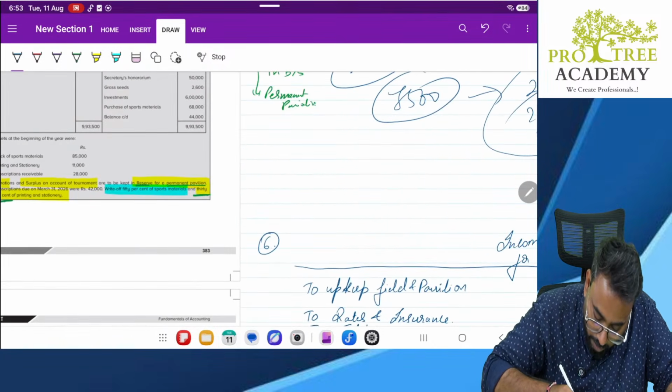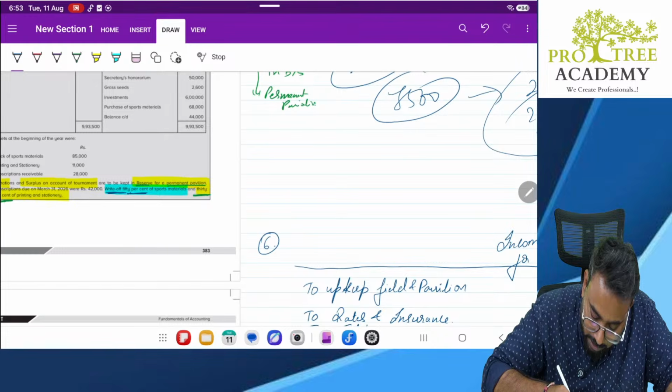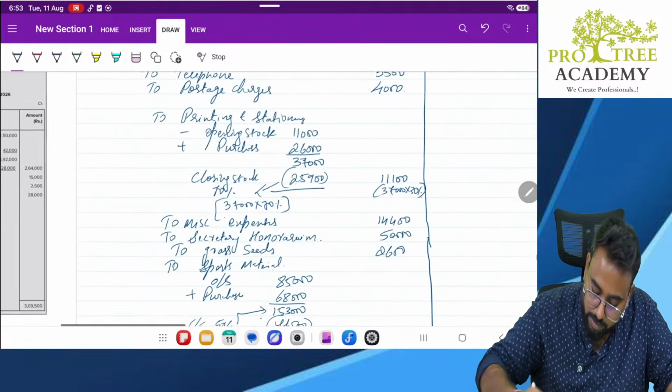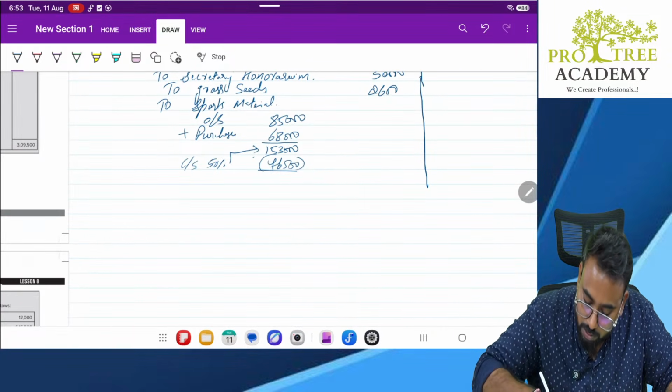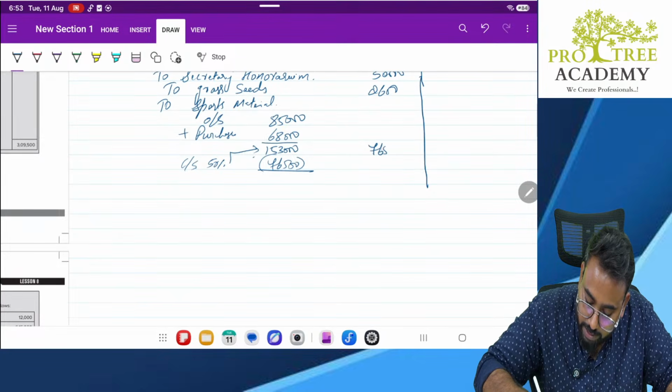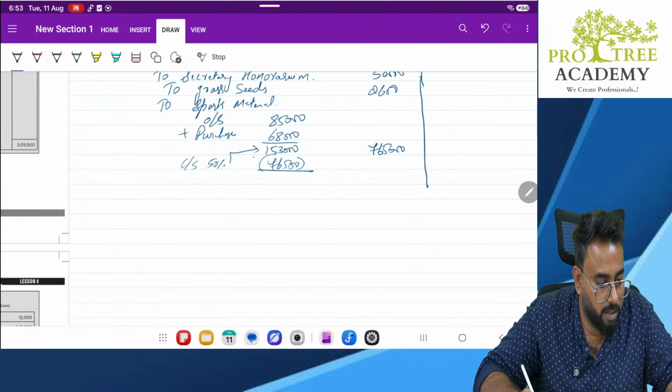Here. Write off 50% of sports material. That means 50% has been consumed. So the remaining 76,500 is our expenditure. Okay? Anything else? Nothing.